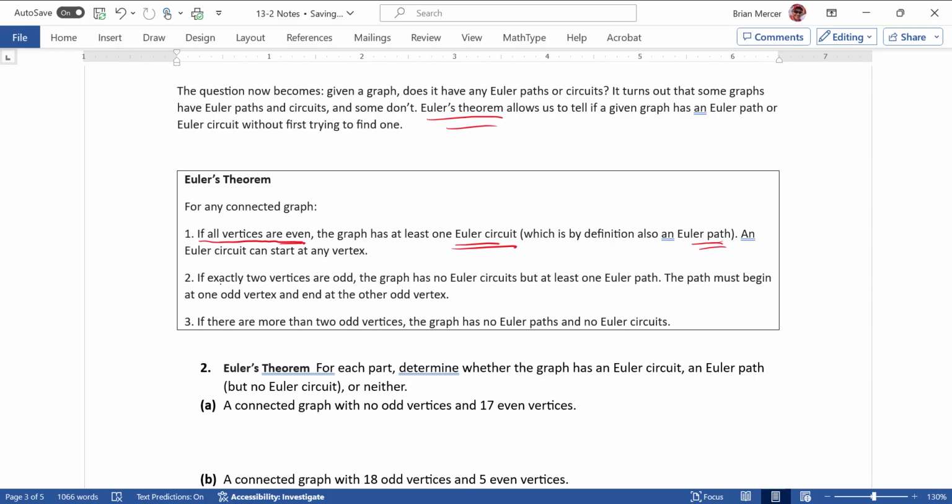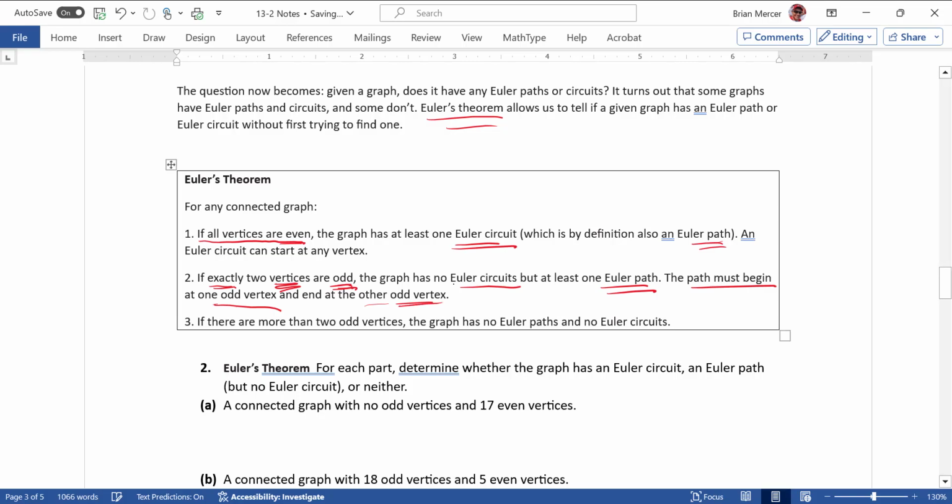If, and this is weird, but this is the way it turns out, exactly two of the vertices are odd, and remember the difference between odd and even vertices has to do with the number of edges that leave it, in other words, the number of lines that leave a given point. If there's an odd number of lines leaving a point, then we call that vertex odd. If there are exactly two odd vertices, then it will not have an Euler circuit, but it does have at least one Euler path. And to make it work, the path must begin at one of the odd vertices and end at the other.